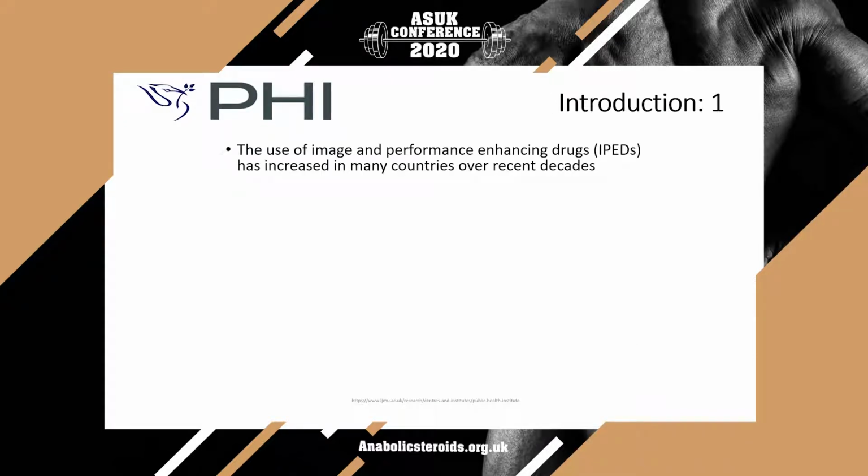There is evidence to suggest that the use, and in particular the injection, of image and performance-enhancing drugs has increased in many countries over recent decades. Most of this evidence comes from increased presentations by those using anabolic androgenic steroids and allied drugs at needle and syringe exchange programs. However, the evidence we have on the extent and any potential changes over time in the size of the population using image and performance-enhancing drugs is limited.